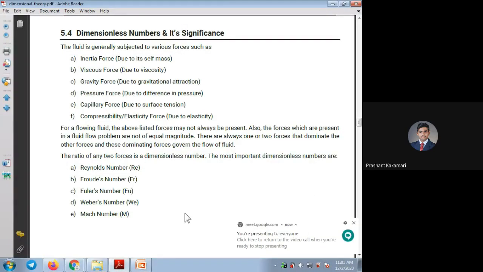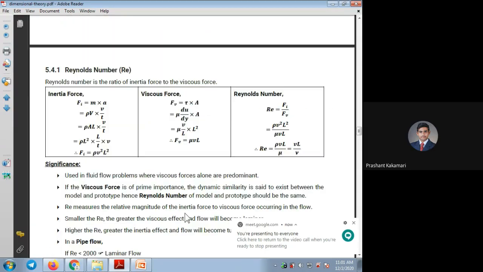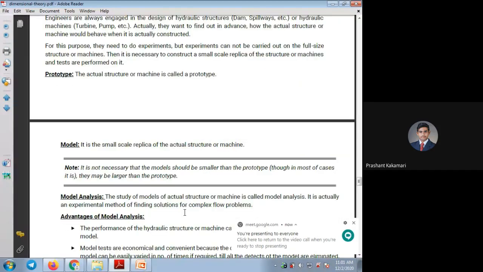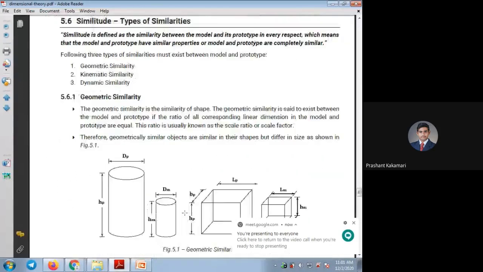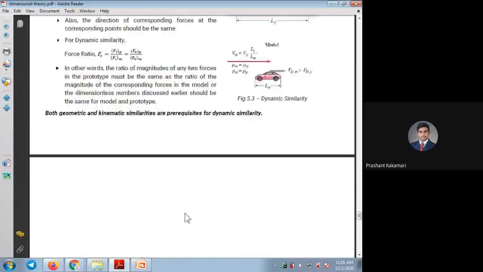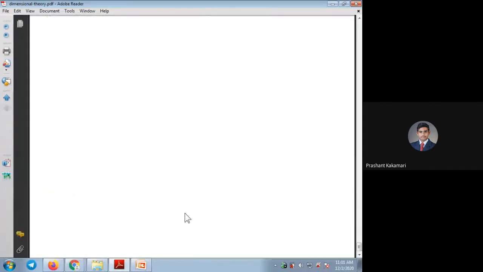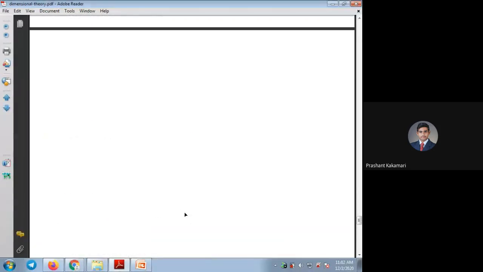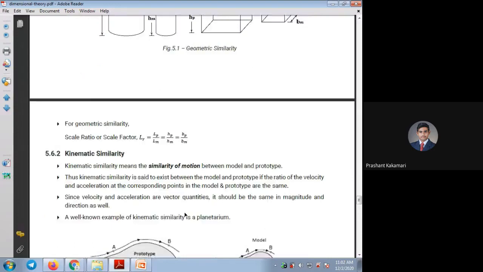Yeah, next we need to discuss our syllabus topic, dimensionless numbers and their significance. What is the importance of the dimensionless numbers studied in fluid mechanics? Then we are going to discuss model analysis and similitude and its similarities later after this part. So this is the completion of our syllabus. Today we'll discuss all these remaining things and complete the fourth module.